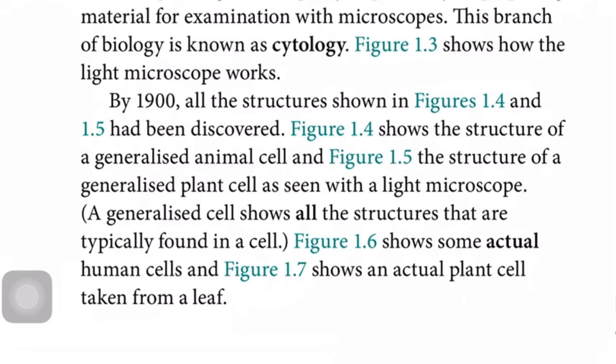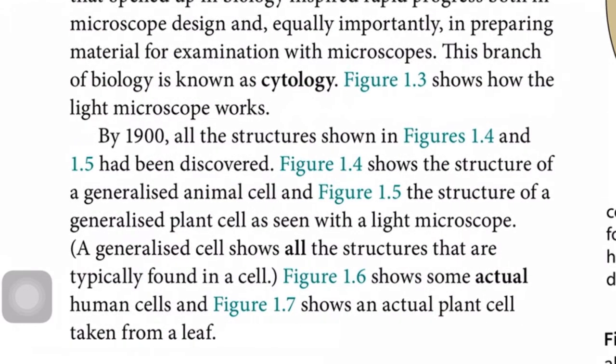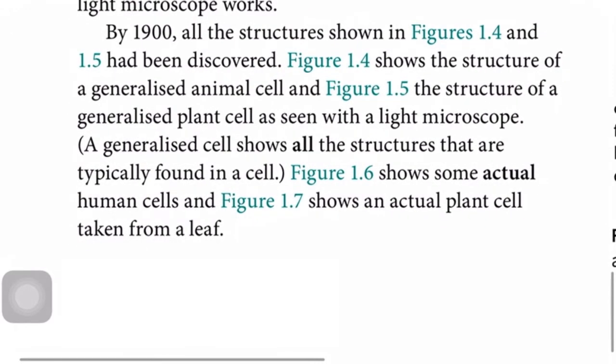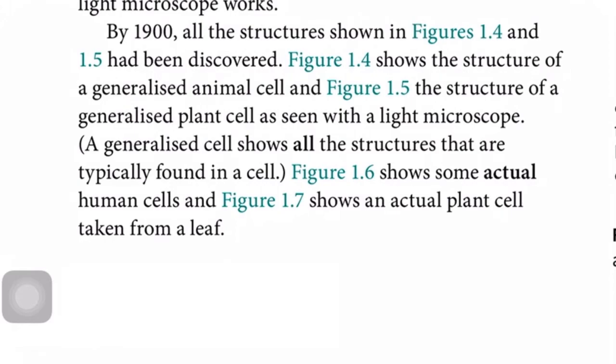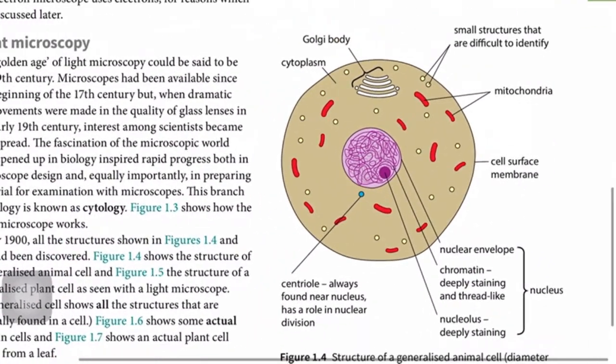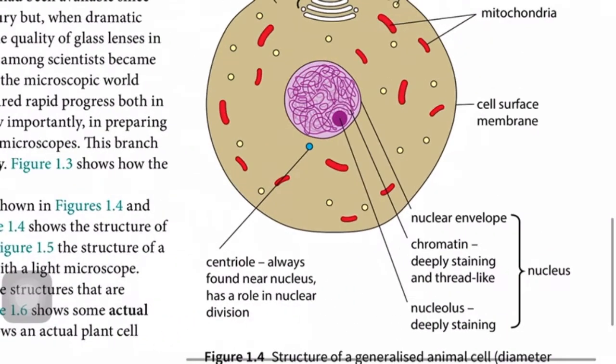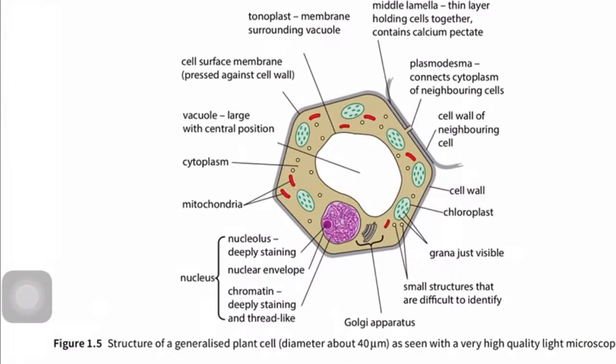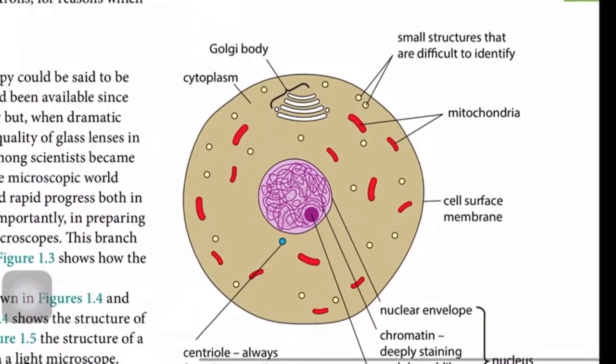We will look at that later. This branch of biology is known as cytology, the examination of cells. Figure 1.3 shows how a light microscope works. By 1900, all structures shown in figures 1.4 and 1.5 had been discovered. Figure 1.4 is the structure of an animal cell, and figure 1.5 of a plant cell. They have differences and similarities.